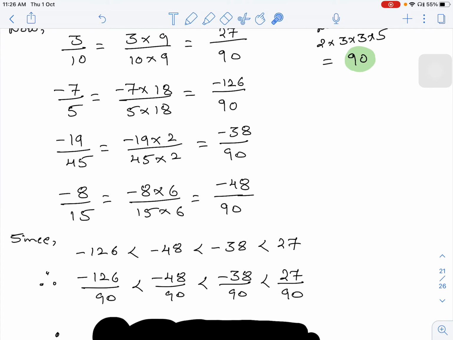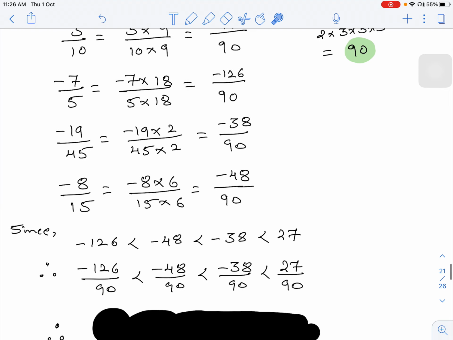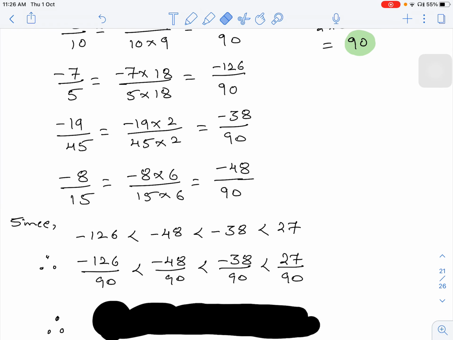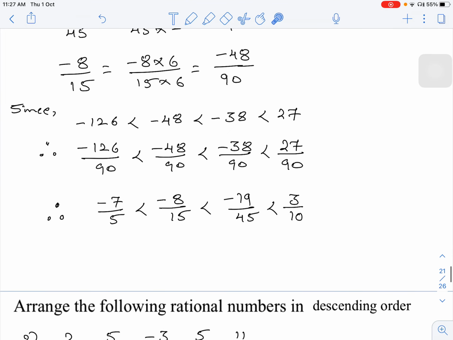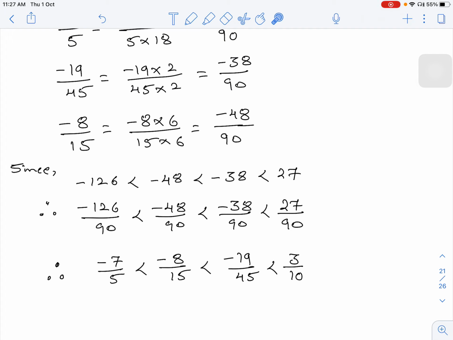Now what is the next step? This minus 126 upon 90 which we got here, we got it from which number? We got it from minus 7 upon 5. So instead of minus 126 upon 90, we will write minus 7 upon 5. Instead of minus 48 upon 90, we write minus 8 upon 15, then minus 38 upon 90 is from minus 19 upon 45, and finally 3 upon 10.